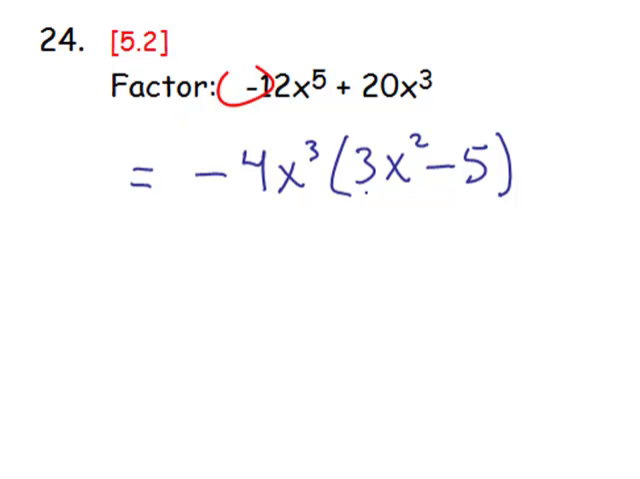We should look to see if this binomial is factorable to see if we can factor it completely, but it isn't. It's not the difference of squares because of the 3 and the 5. Those are not perfect squares.